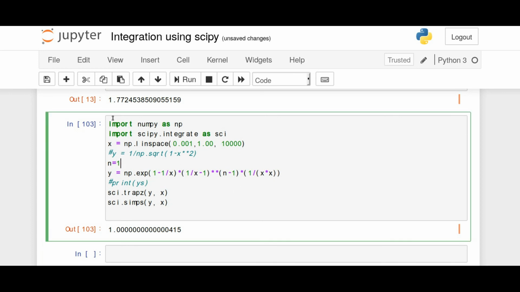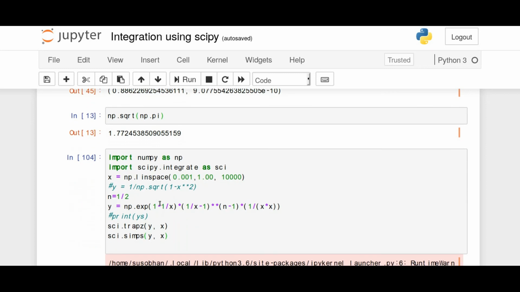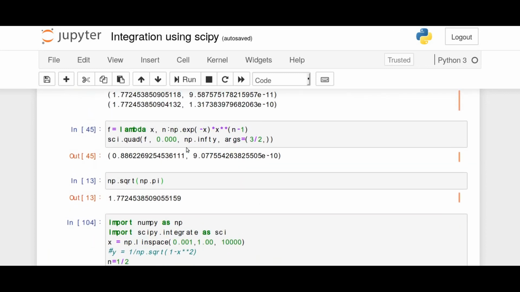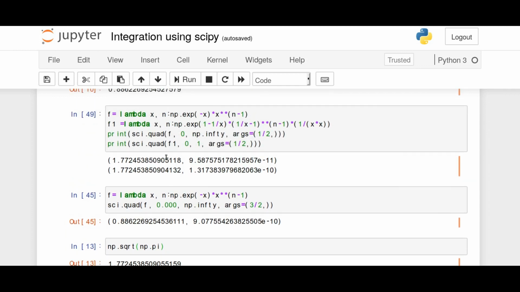And if n equals 1 and is supposed to be n equals half, what happens? Let's check it. There is something wrong, and that is the main problem with the trapezoidal and Simpson rule. You just play around with this, and you will definitely get many exotic things out of it. And the quad function is very useful while calculating improper integrals.